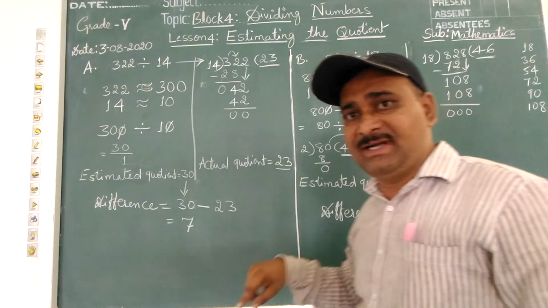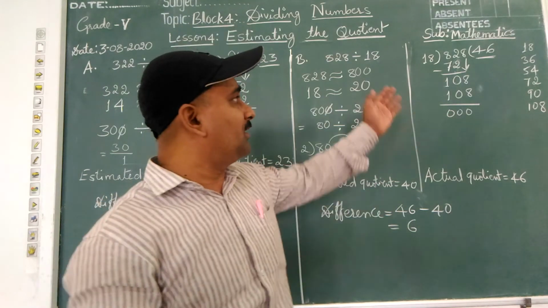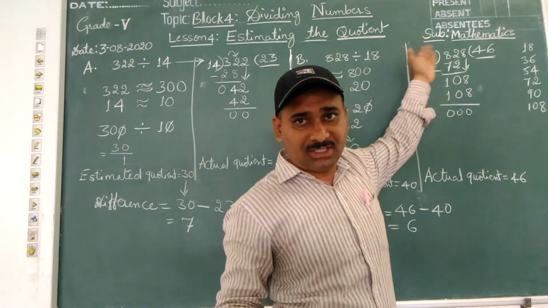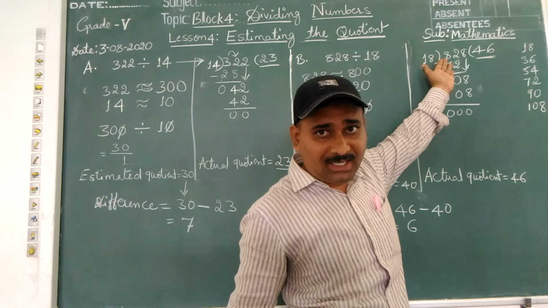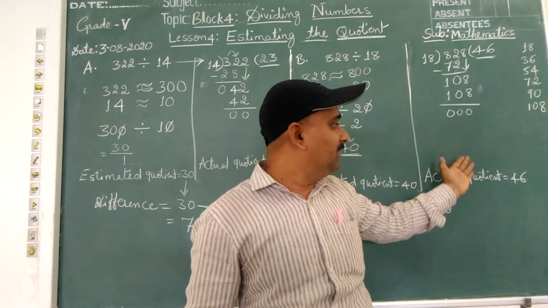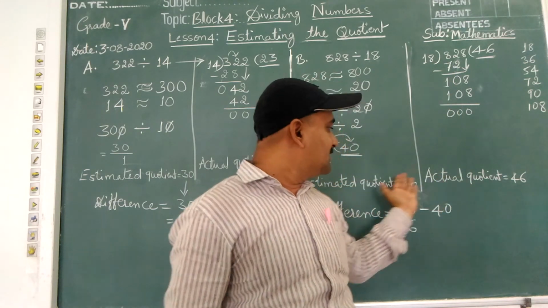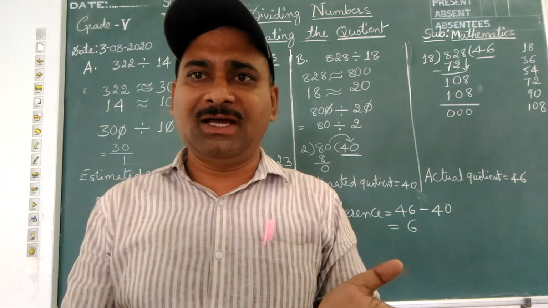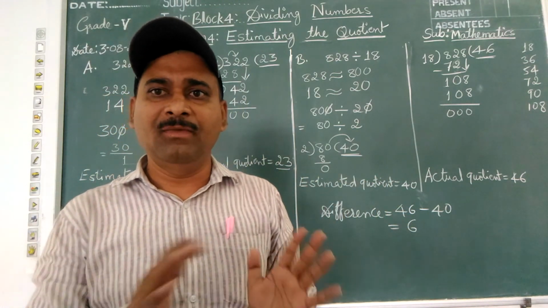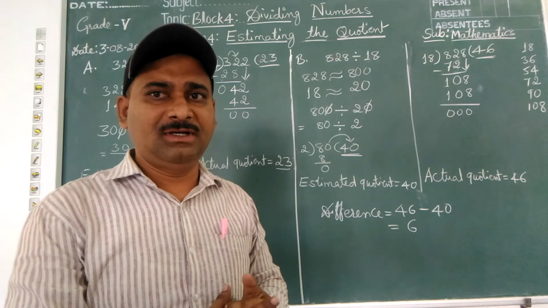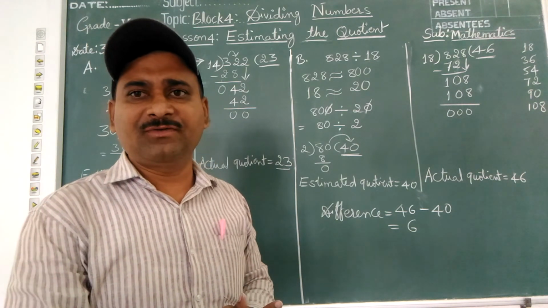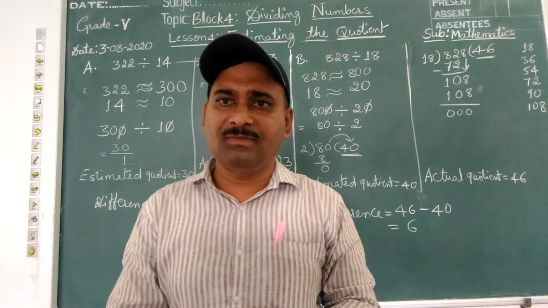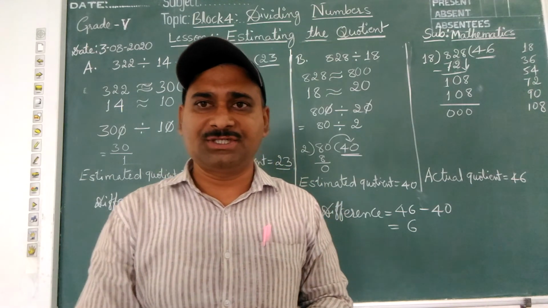After getting the estimated quotient, find the real quotient, the actual quotient. Take the numbers as they are, divide, you will get the actual quotient. Subtract actual quotient and estimated quotient. By that we can compare both estimated and actual quotient. Such types of questions you will find in the workbook and in the practice questions of lesson 4.